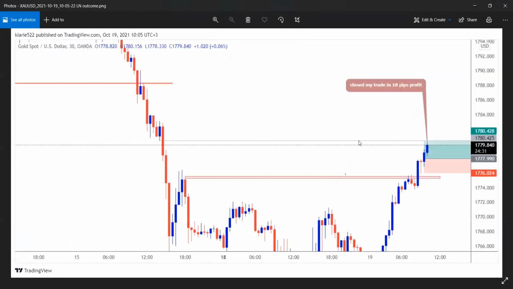Hiyo ni entry yangu kwa 1 hour. Closed my trade in 18 pips profit. Why? Because niliona candlestick were forming higher highs, higher low. Unaona mileji? Higher high, higher low, higher low. Entry ilikuwa kwa higher low, ikibreak hizi mbili, alafu hii inaenda higher low, higher low, higher high, higher high. Alafu to the left was this. Unaona? Umeelewa hapo?